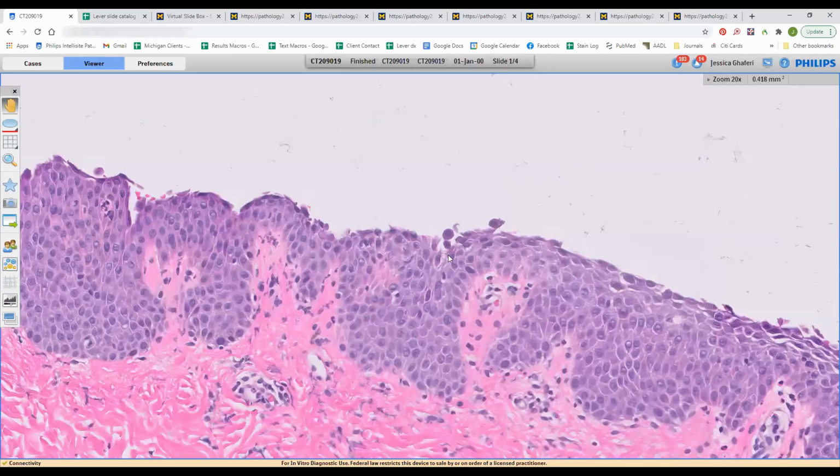And then also important to know for boards that Ritter's disease is the other name for staph scalded skin. Sometimes I'll ask eponyms.